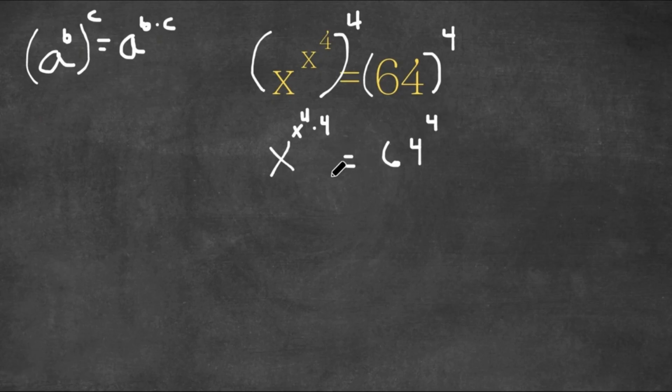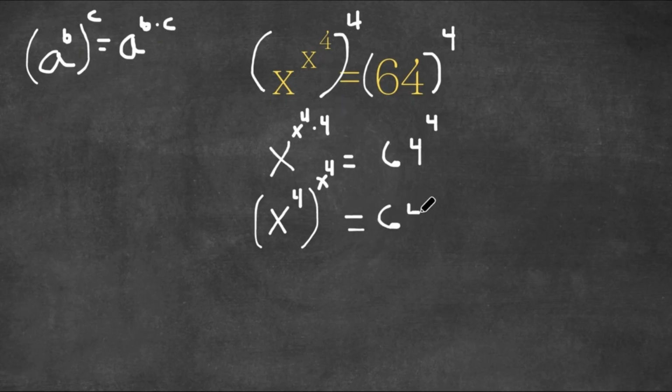Now what I'm going to do is switch this so that it's in the form x to the power of 4 to the power of x to the power of 4. As you can see, all I did was switch the order. Before it was x to the power of x to the power of 4 to the power of 4, and I simply switched the order of 4 and x to the power of 4, and that is completely legal. And this is still equal to 64 to the power of 4.